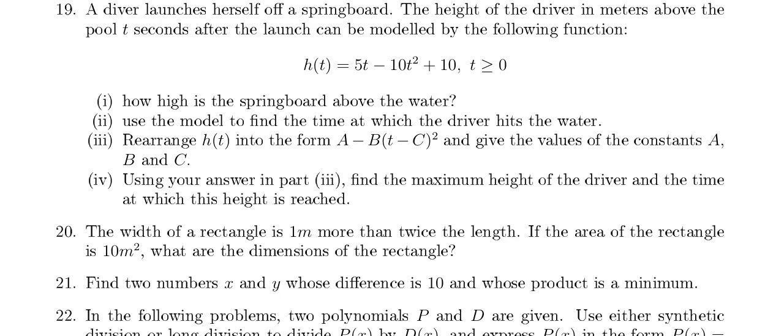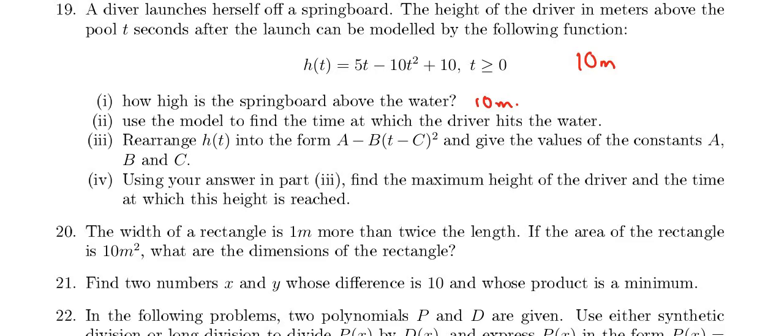Then number 19, they are saying a diver launches herself off a springboard. The height of the diver in meters above the pool t seconds after the launch can be modeled by the following function. So this is your height equation. How high is the springboard above the water? So when t is equal to 0, what do you get? You get 10 meters. So the answer here has to be 10 meters before any time has elapsed, right? Then use the model to find the time at which the diver hits the water.